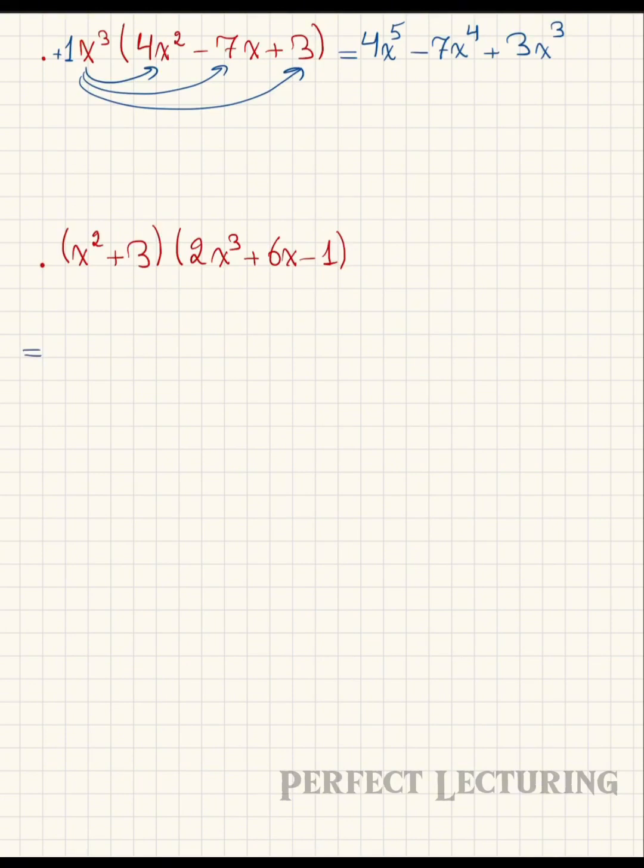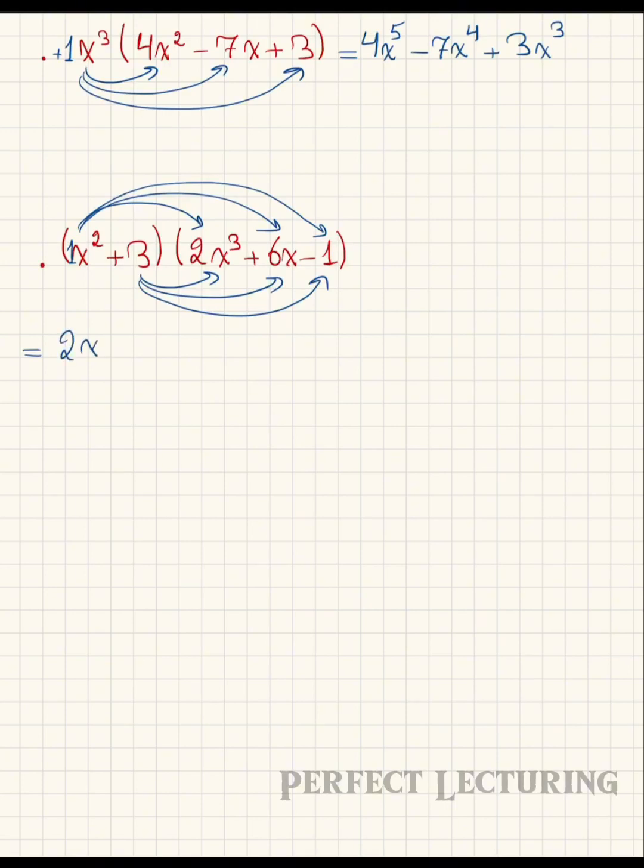In the next example, we have two polynomials. So I have to distribute one of the polynomials or one of the factors on the other. So x squared, I have to multiply it by the first, second, and the third term, as well as 3. I also multiply it by all the other terms. So we repeat the same process, but I have to multiply every single term in the first polynomial by all the terms in the second polynomial. So x squared times 2x cubed means that this is 1x squared. So again, 1 times 2, that is 2.